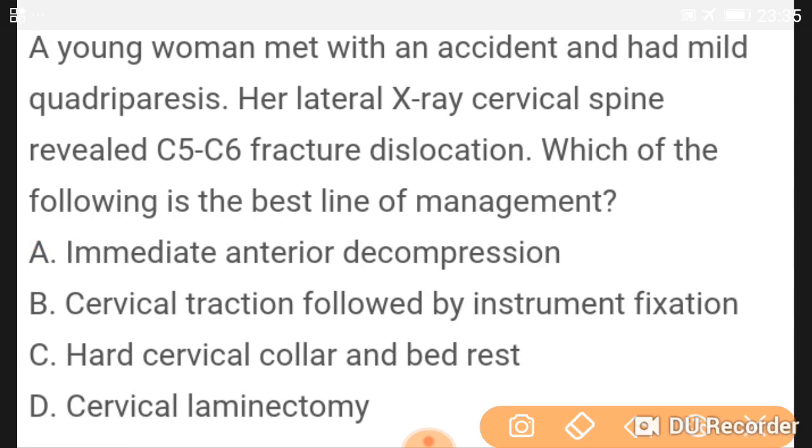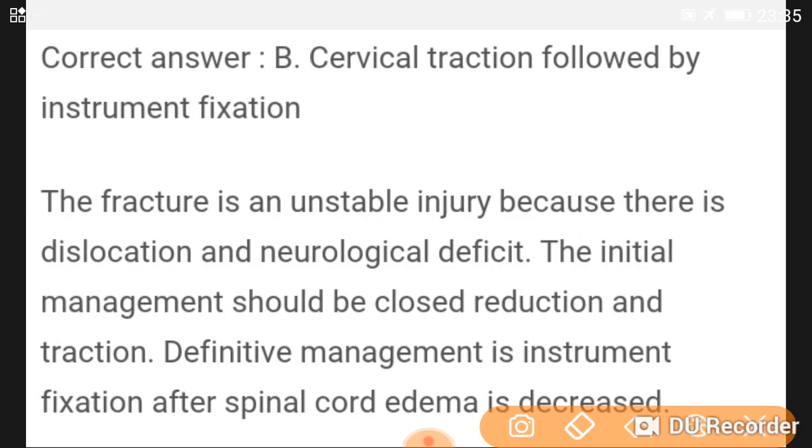A young woman met with an accident and had mild quadriparesis. Her lateral X-ray of the cervical spine reveals C5 C6 fracture dislocation. Which of the following is the best line of management? Cervical traction followed by instrumental fixation. Let's discuss. The fracture is an unstable injury because there is a dislocation and neurological deficit. The initial management should be closed reduction and traction. Definitive management is instrument fixation after spinal cord edema has decreased.